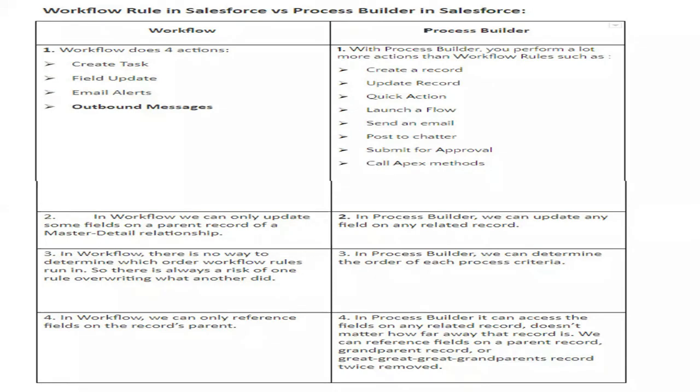So the major difference is criteria. We can get multiple criteria level access for the process builder, but here it is limited to parent level, a single parent, whereas in process builder, multiple parents' information we can also acquire.